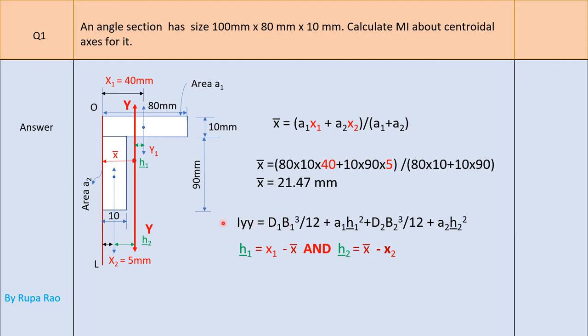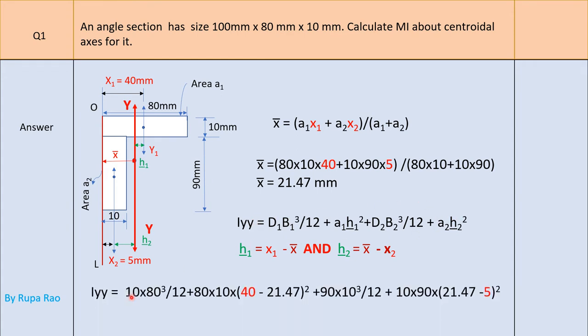Now we substitute the values in the equation of this Iyy. What are the values we are going to substitute? Now d1, this vertical dimension, is 10, and this 80 mm is b1. So it is 10 into 80 cube divided by 12. So d1 b1 cube by 12 plus a1. Now area a1 is 80 into 10, this rectangle 80 by 10. So area will be 80 into 10 into bracket open, h1 is x1 minus x bar. My x1 is 40, so 40 minus x bar, which is 21.47, and bracket square.